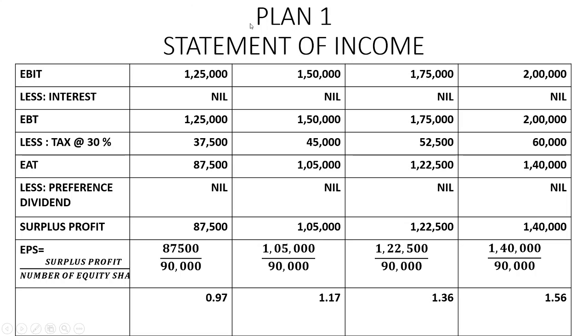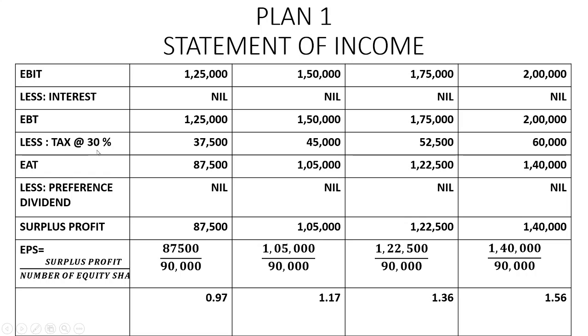Now we are going to prepare the statement of income in case of plan first. What is the first plan? Here the firm raises the entire 9 lakh rupees by issuing 90,000 equity shares of Rs 10. The different EBITs are 1,25,000, 1,50,000, 1,75,000 and 2 lakh rupees. Less interest: there are no debentures here, so nil. So EBT, earnings before tax, is the same: 1,25,000, 1,50,000, 1,75,000 and 2 lakh.